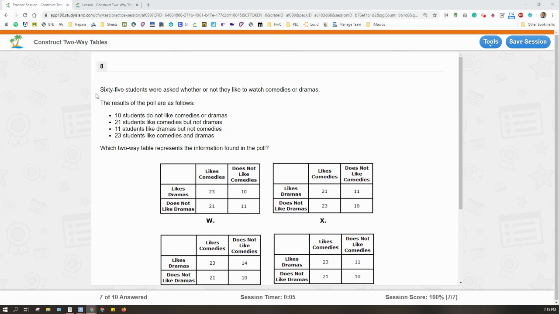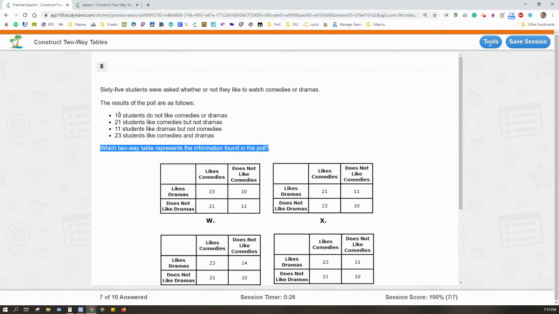65 students were asked whether or not they like to watch comedies or dramas. The results of the poll are as follows. 10 students do not like comedies or dramas. 21 students like comedies but not dramas, etc., etc. Let's see the question here. Which two-way table represents the information found in the poll? Let's start with one thing at a time.